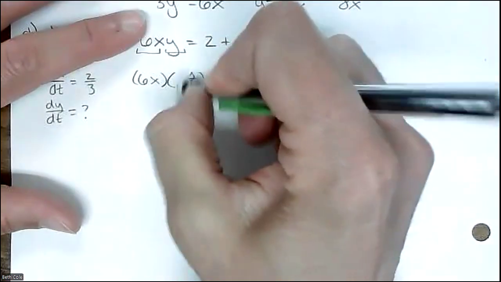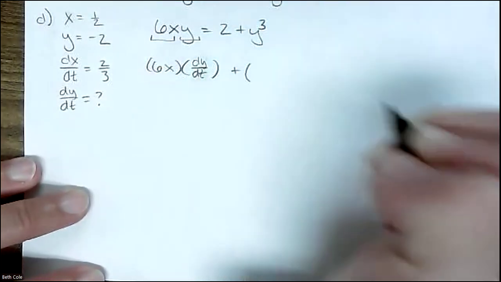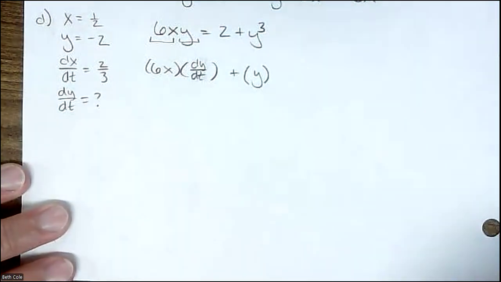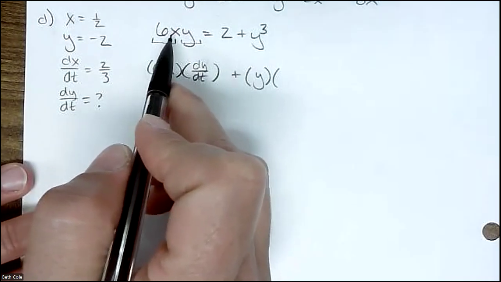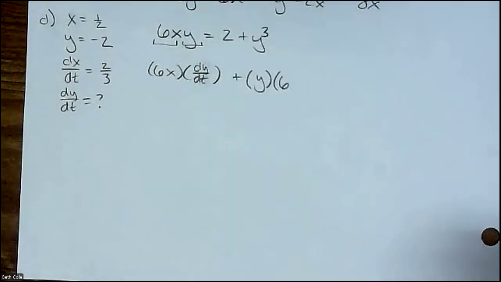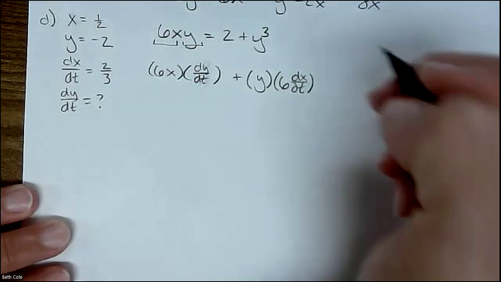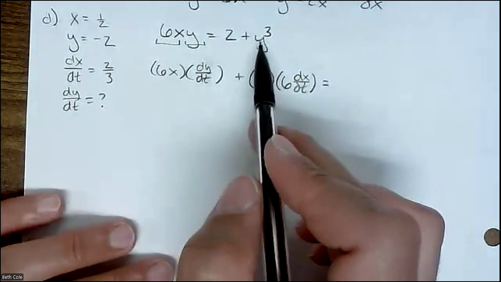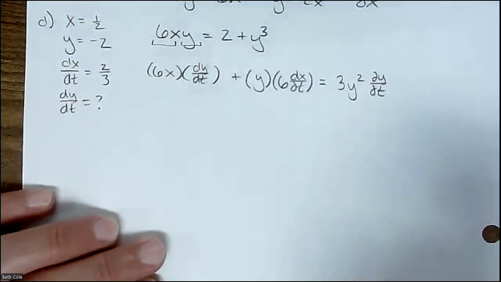So that's first times the derivative of the second, plus what comes next in your product rule. All right, the second thing, which is y, times the derivative of the first. So the derivative of 6x is 6 dx/dt. Good, there we got it. Equals 2, I know, right? 2 is still a constant, so that's gone. And then y cubed, that's going to be 3y squared dy/dt.